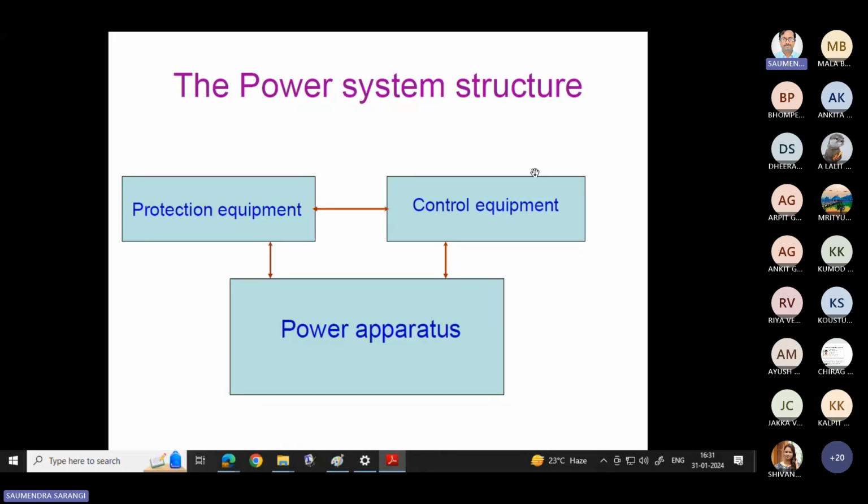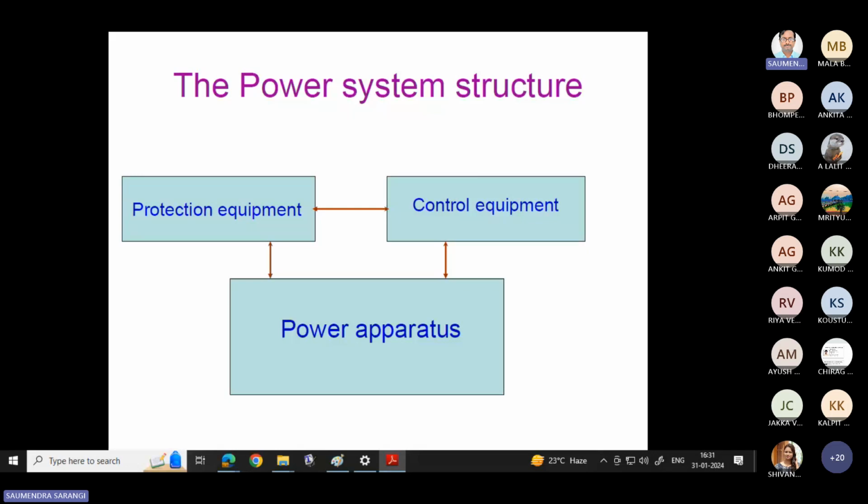When we have this power apparatus, basically we require two things. One is control equipment, which is based on all the control systems we have studied, and the other is protection equipment. Basically, we are going to understand how the protection of equipment should be done.